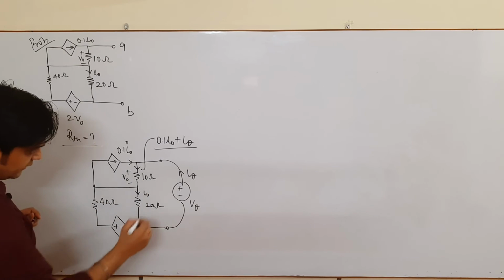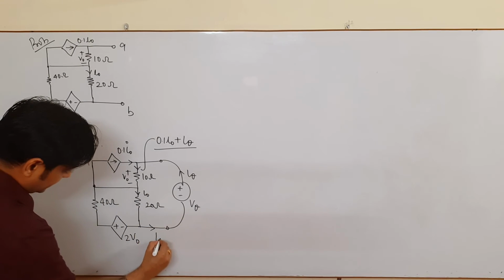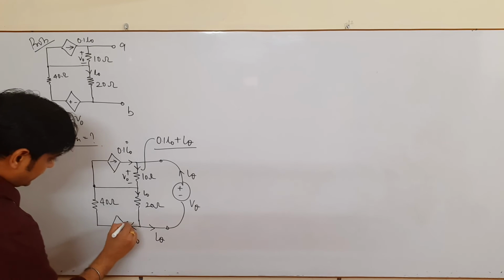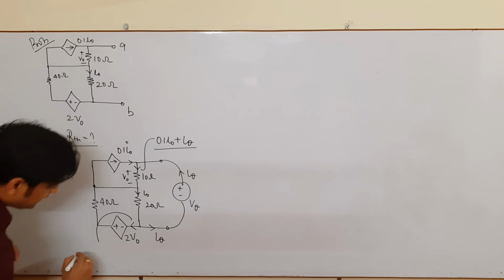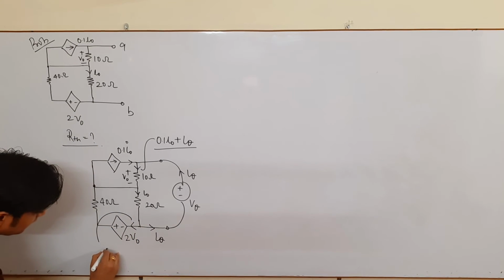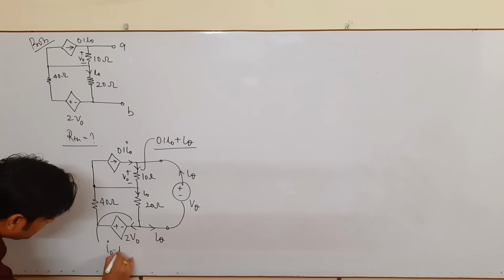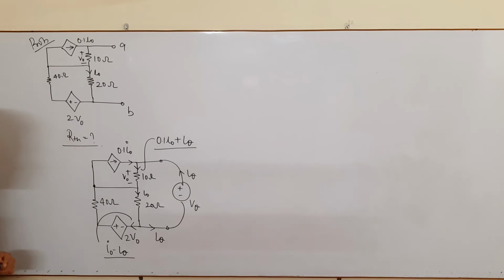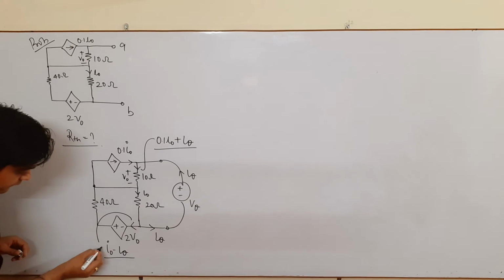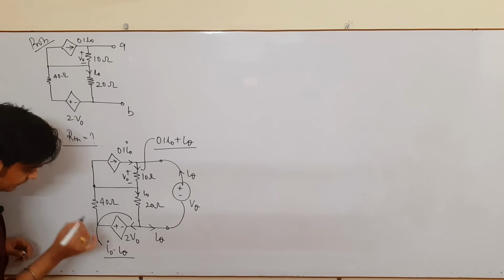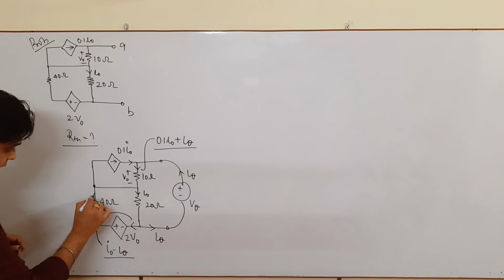Now I0 is the current here, here it is I theta. So what is the current here? Here the current is I naught minus I theta. Very important. Here the current is I naught minus I theta. Please keep in mind. So this is the current which is flowing here.